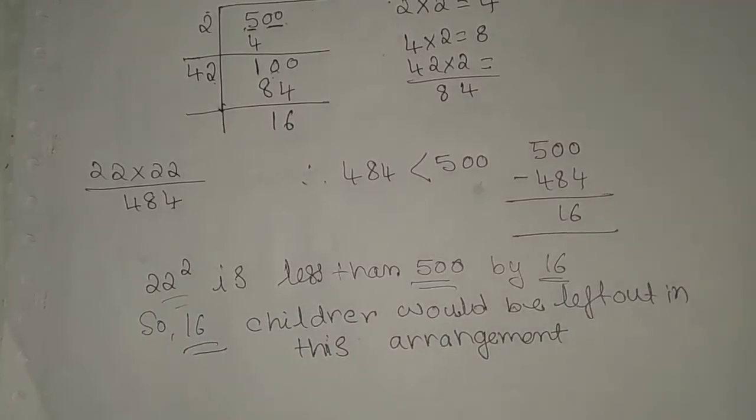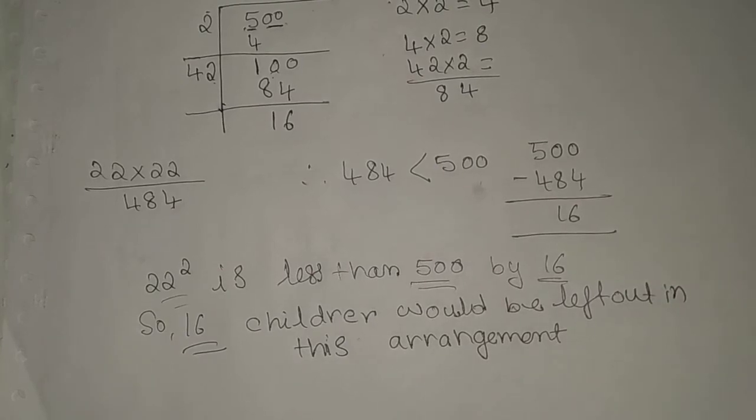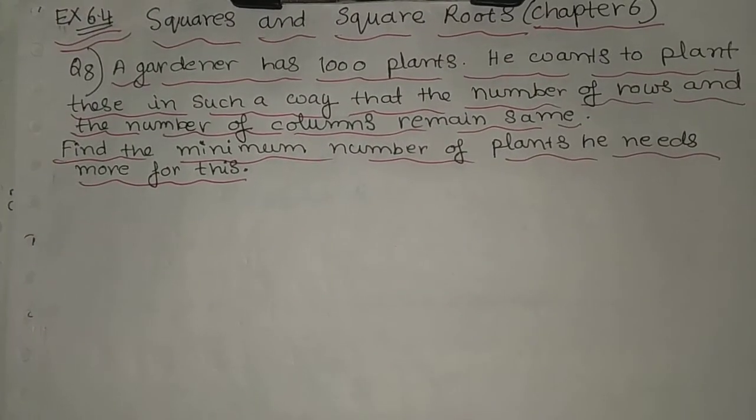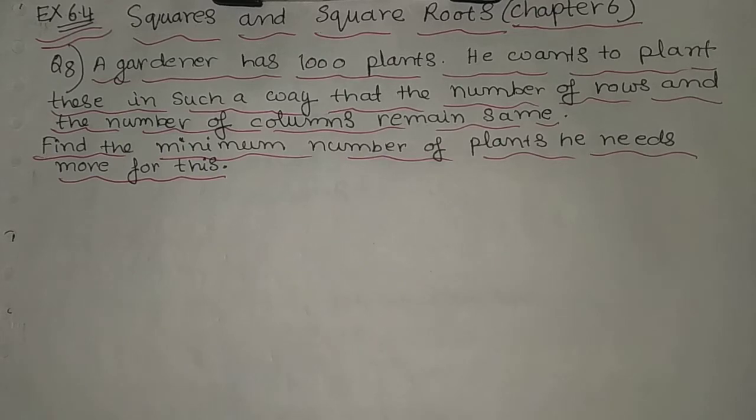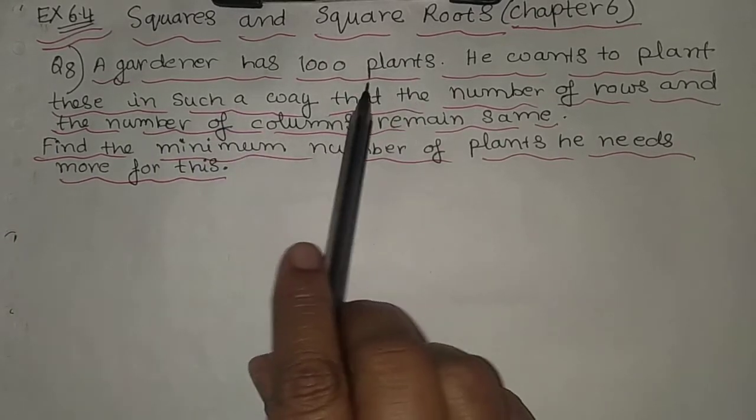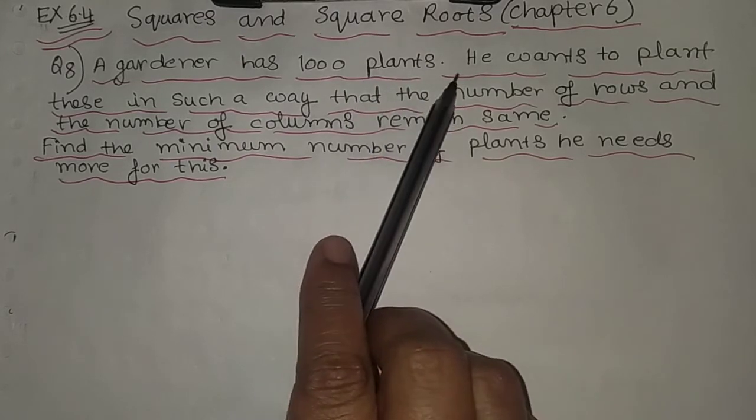So we'll move on to the 8th problem. We solved this, the 9th one. We move on to the 8th one now. So what is the 8th one? This is also similar to the 9th one. So now a gardener has 1,000 plants. A gardener has 1,000 plants.